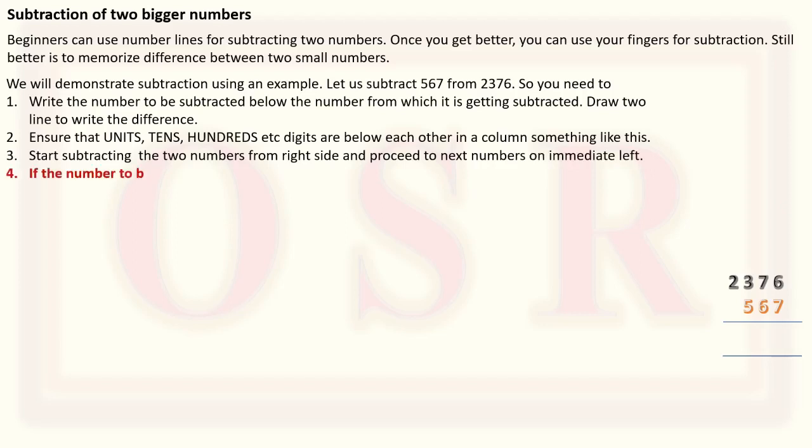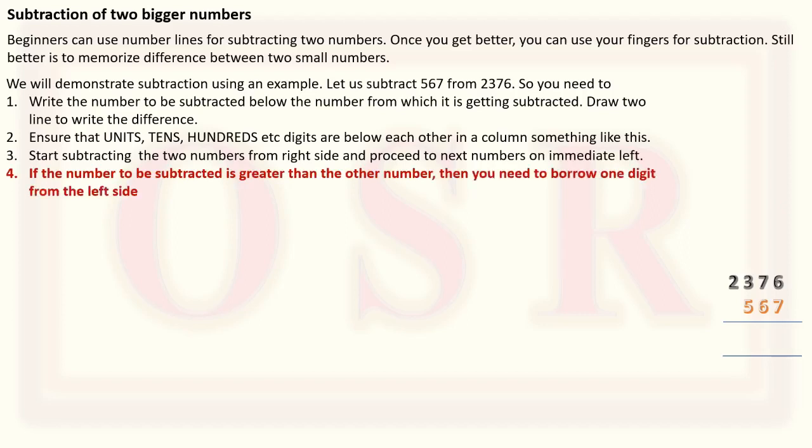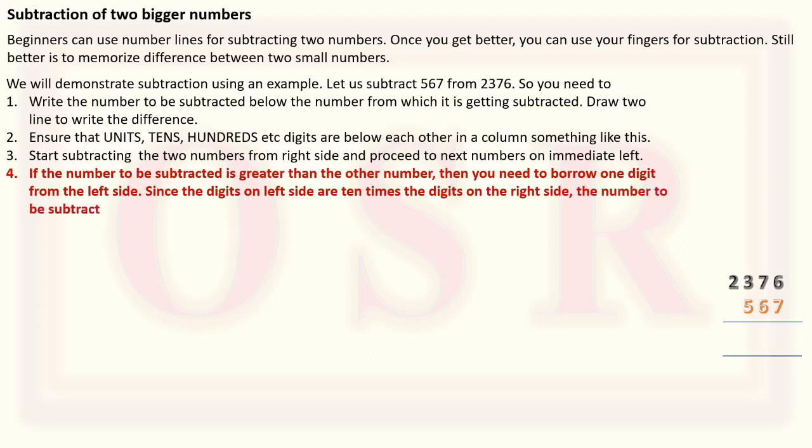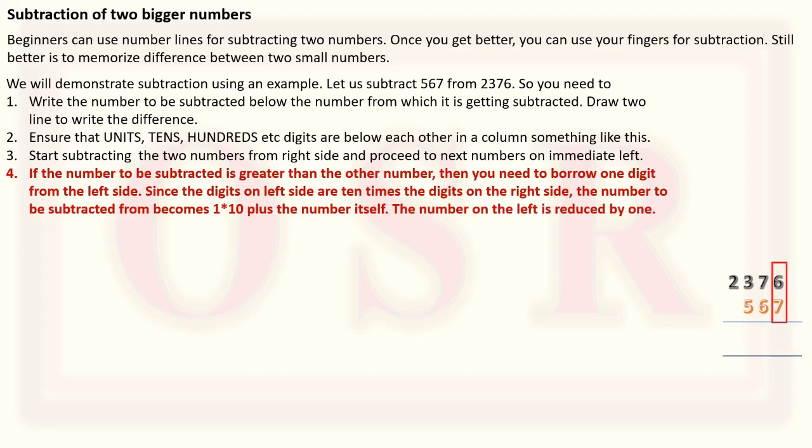Now here is the catch. If the number to be subtracted is greater than the other number, then you need to borrow one digit from the left side. Since the digits on the left side are 10 times the digits on the right side, the number to be subtracted from becomes 1 into 10 plus the number itself. The number on the left side is reduced by 1. Fair enough, right?